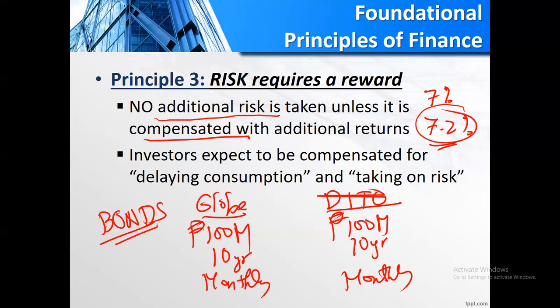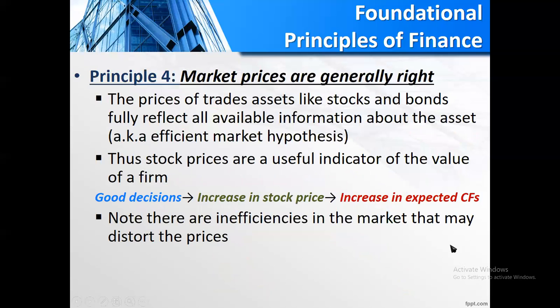The greater the assumed risk, the greater is the required return. Okay, fourth, we have efficient markets, no? This efficient market, guys, the EMH, is very important. I would like you to read about the three types of EMH. We're not going to discuss it here, but these are very important, like semi-strong. I will leave the rest for you to discover.